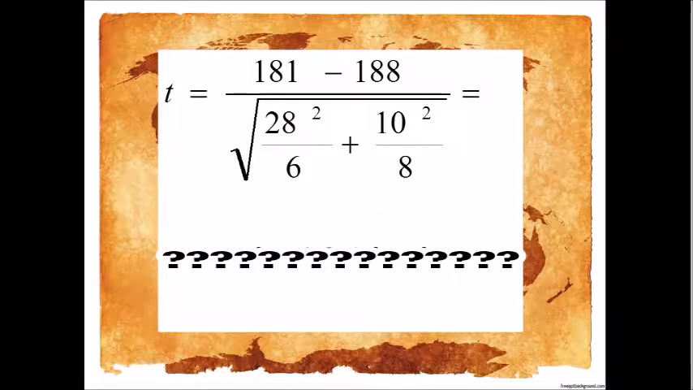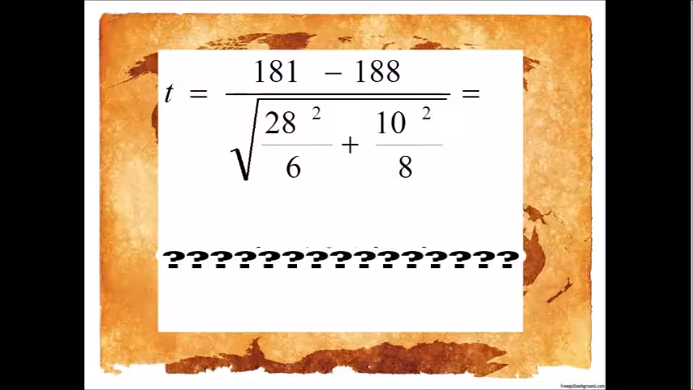So, we must substitute each given to its respective places, resulting into this. After the substitution, solve it in a MDAS-like order, but delaying the division of the numerator to the denominator to the last part would be an efficient way of handling the equation. So, the result would be t is equal to 181 minus 188 over square root of 28 squared over 6 plus 10 squared over 8.